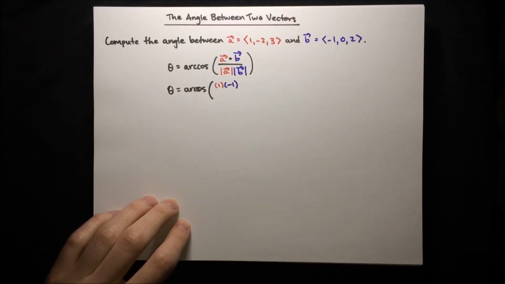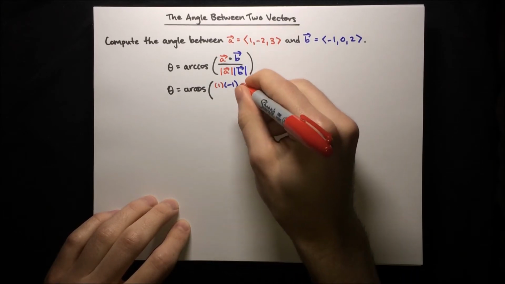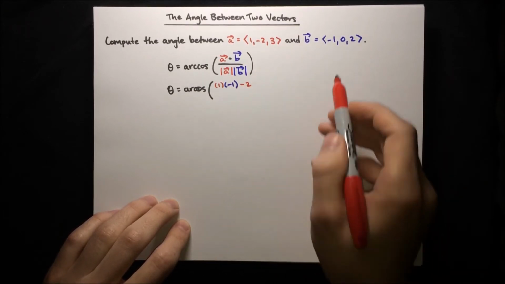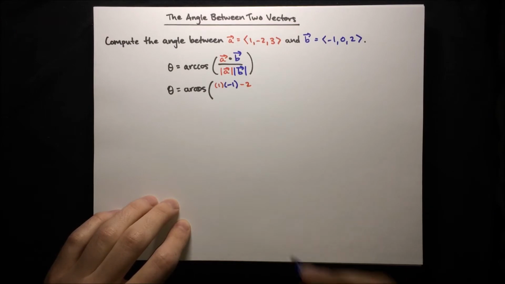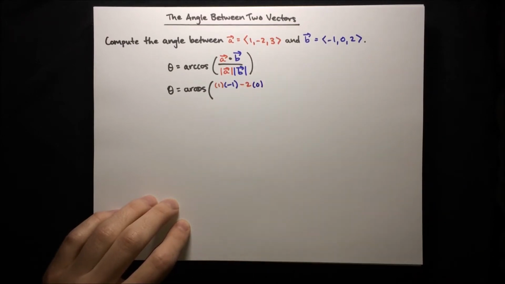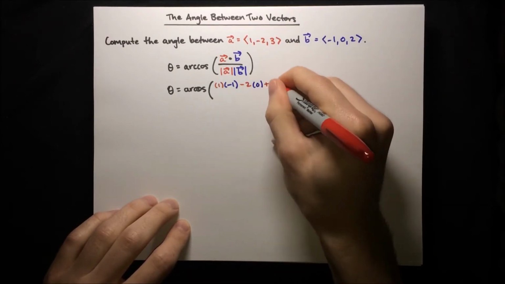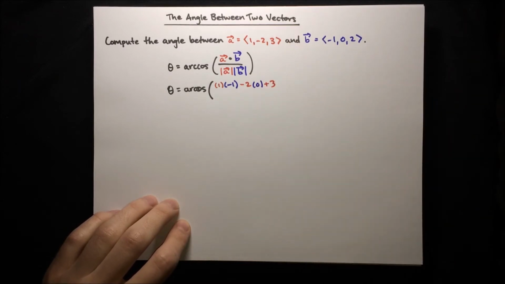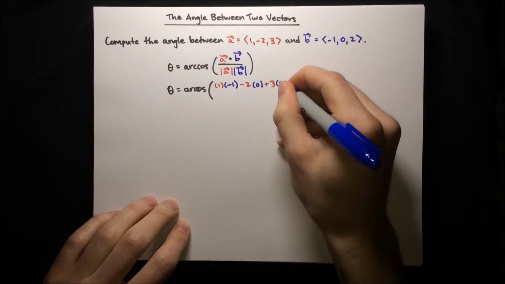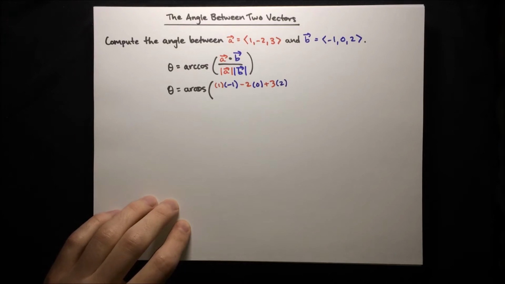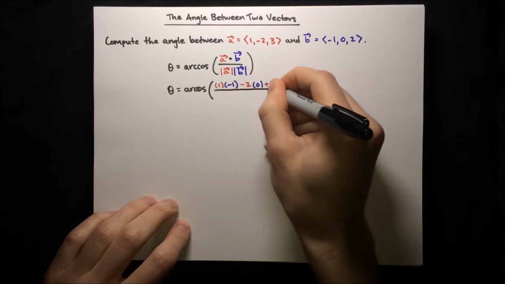A dot b is 1 times negative 1, and then we've got minus 2 times 0, and then plus 3 times 2. And we'll put that as a numerator in the fraction.